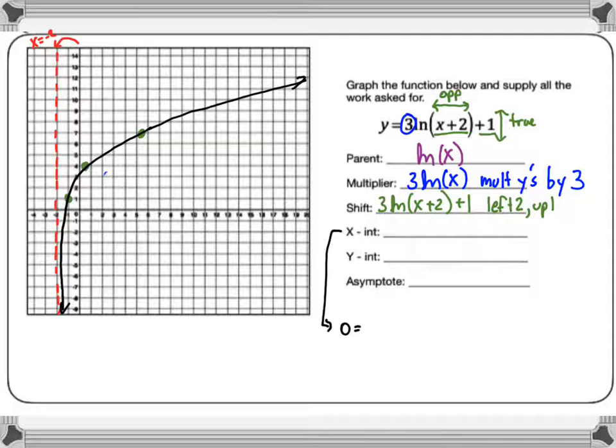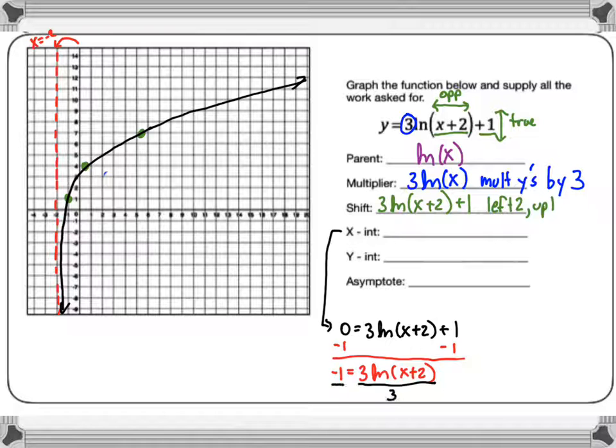So we got 0, okay, so we're letting y equal 0, and we have 3 ln(x + 2) + 1, okay? So the first thing that we want to do is get the ln stuff by itself so we can use the definition. So I want to subtract 1 from each side, and that is going to give me a negative 1, and bring everything down. And then I'm going to divide out that 3 that's in front.